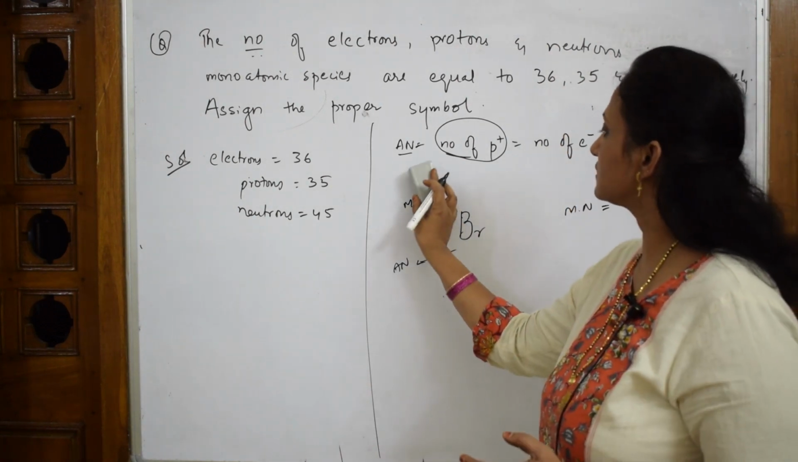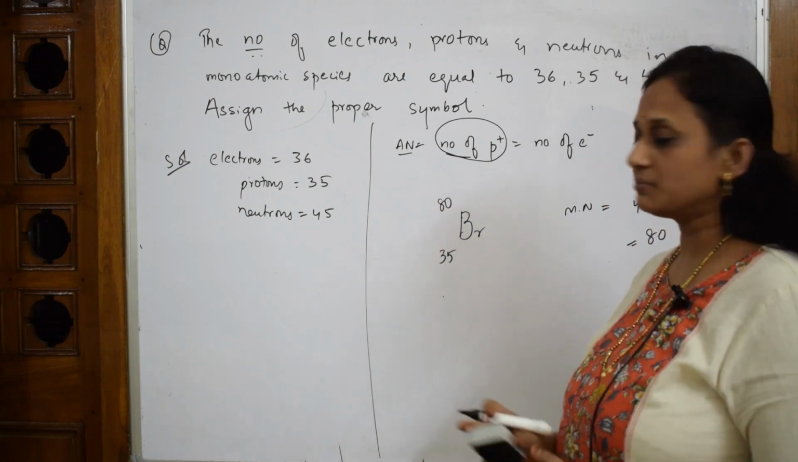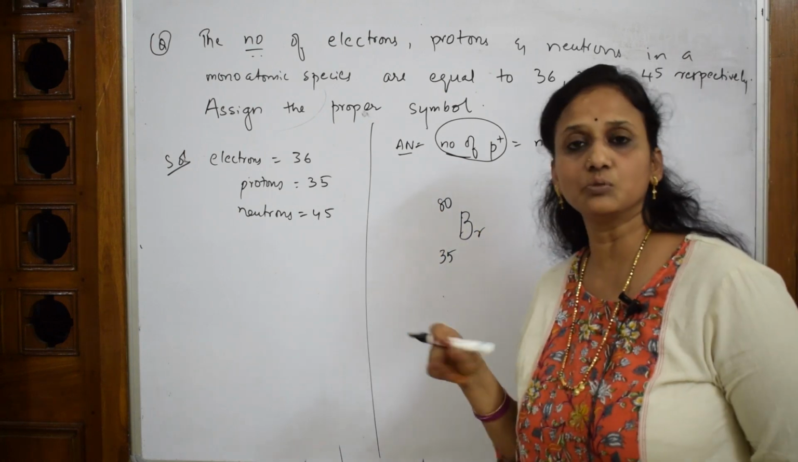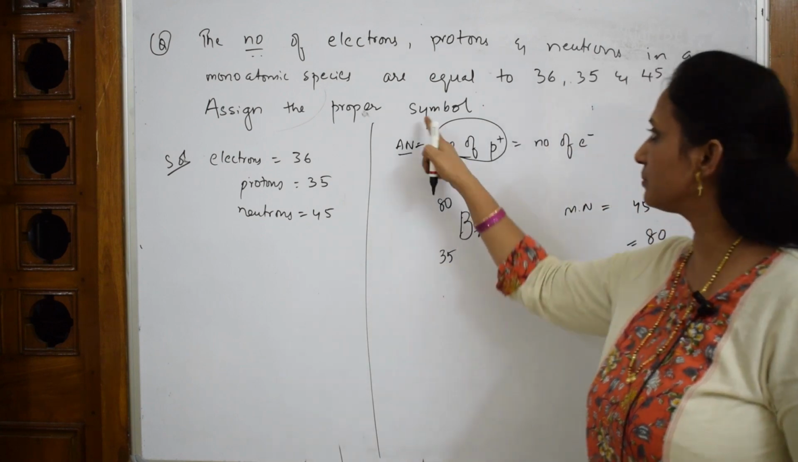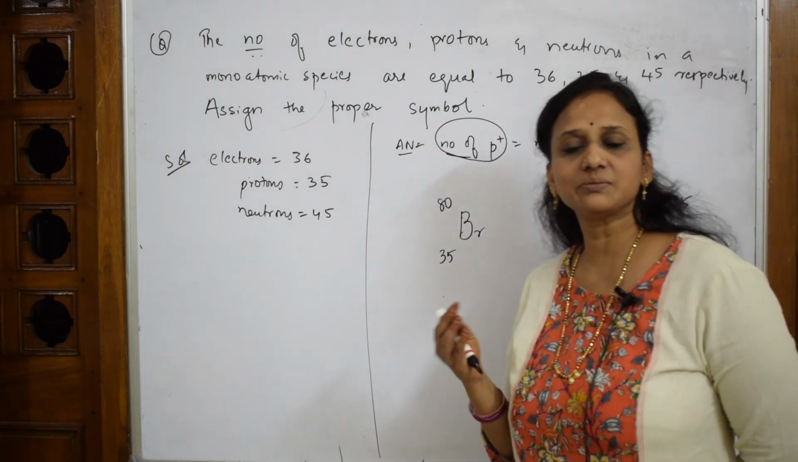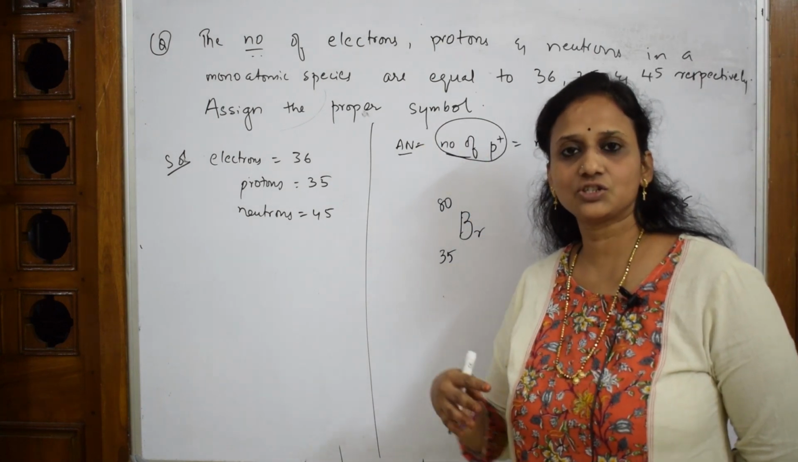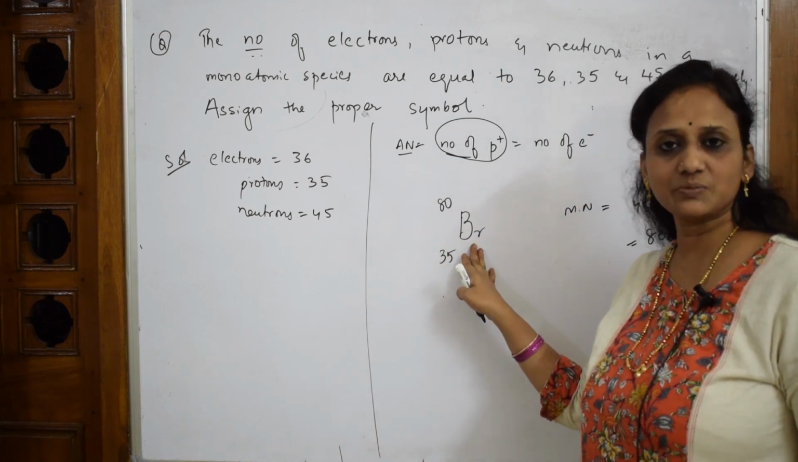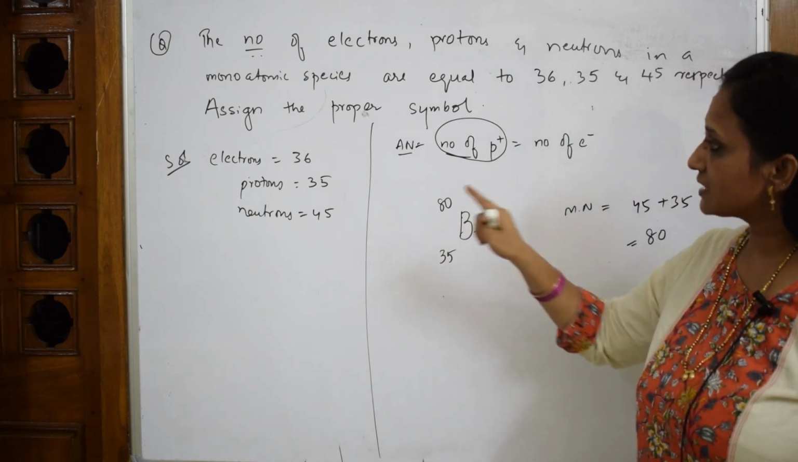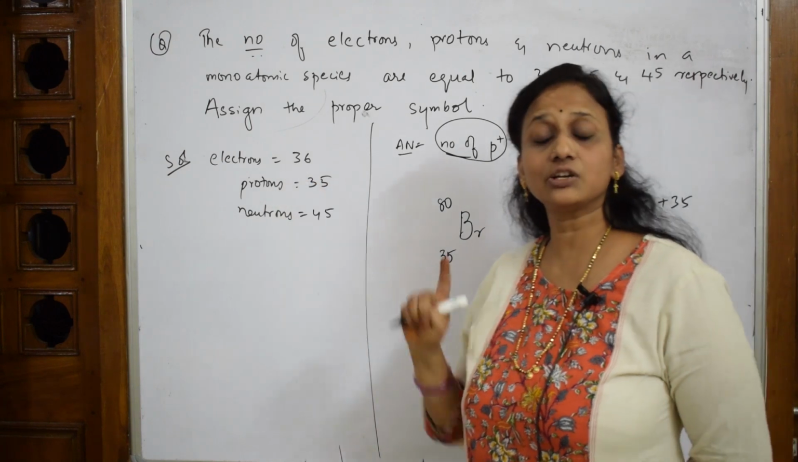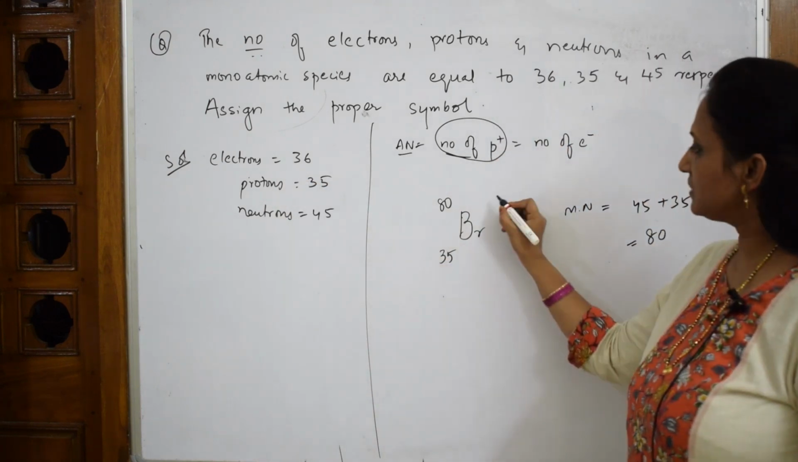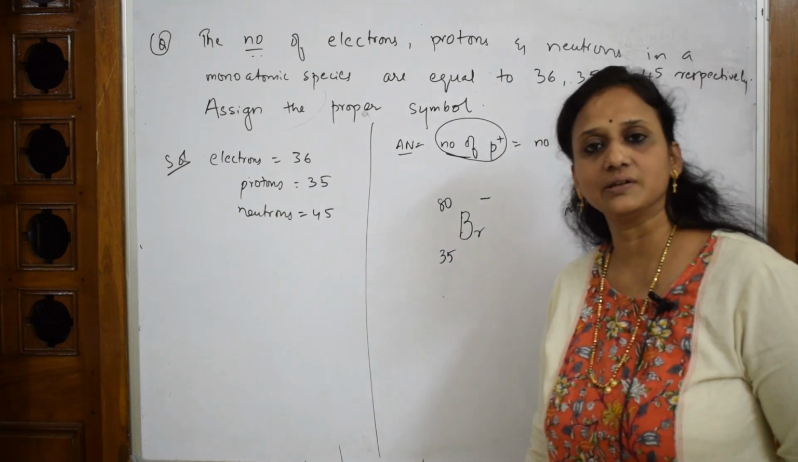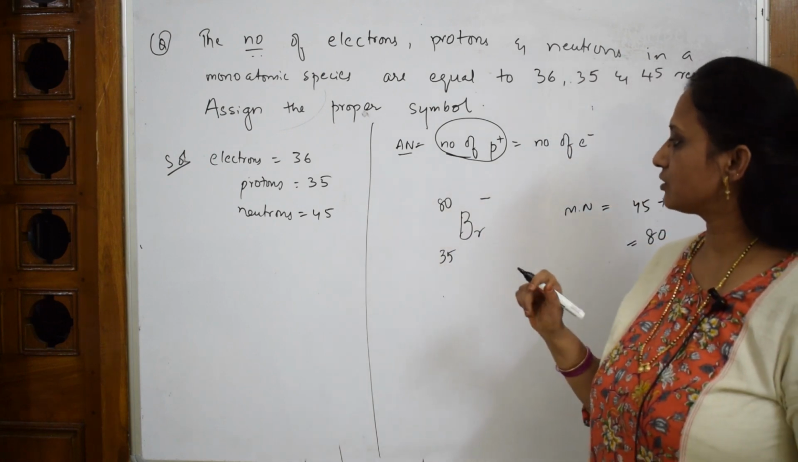But now what is the difference here? After writing the symbol, I have to check whether it is a monoatomic element or not. Yes, it is monoatomic. It is not diatomic like H2 or something like that. So it is monoatomic in nature. Fine. So now what is the extra electron? One electron is extra. That means I need to write a minus symbol here.